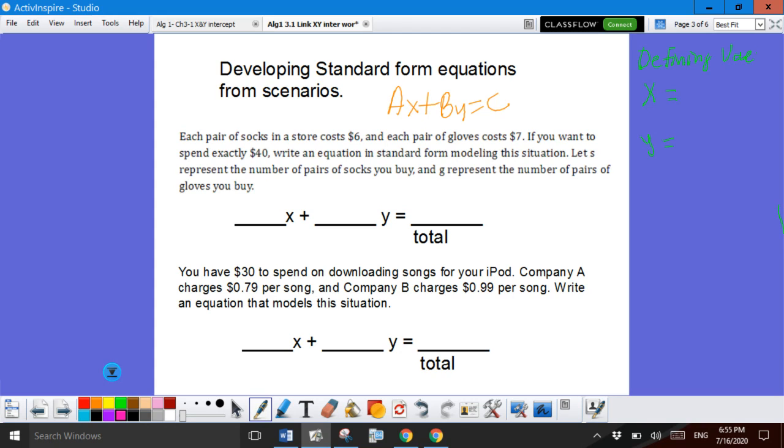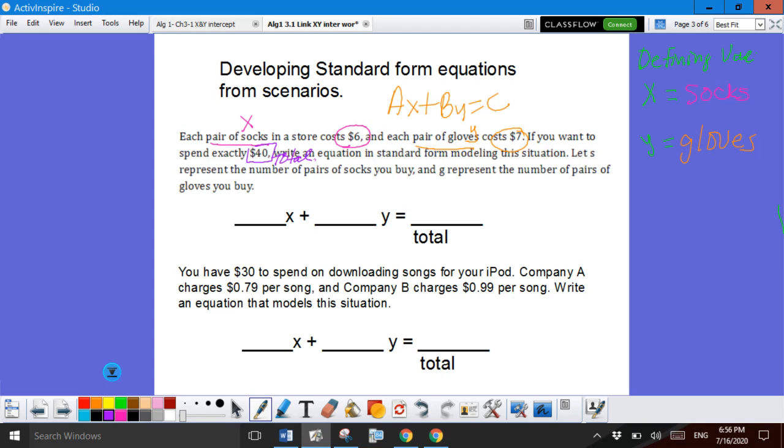So the first thing I want to do is look for the two things. Each pair of socks costs $6. So that's the first thing I'm coming across, so that is my X value. X is going to be my socks. And then I keep reading. It says each pair of gloves costs $7. That is the second thing I'm coming across, so my Y are the gloves. Keep reading. If you want to spend exactly $40, that number is super important because that is my total.